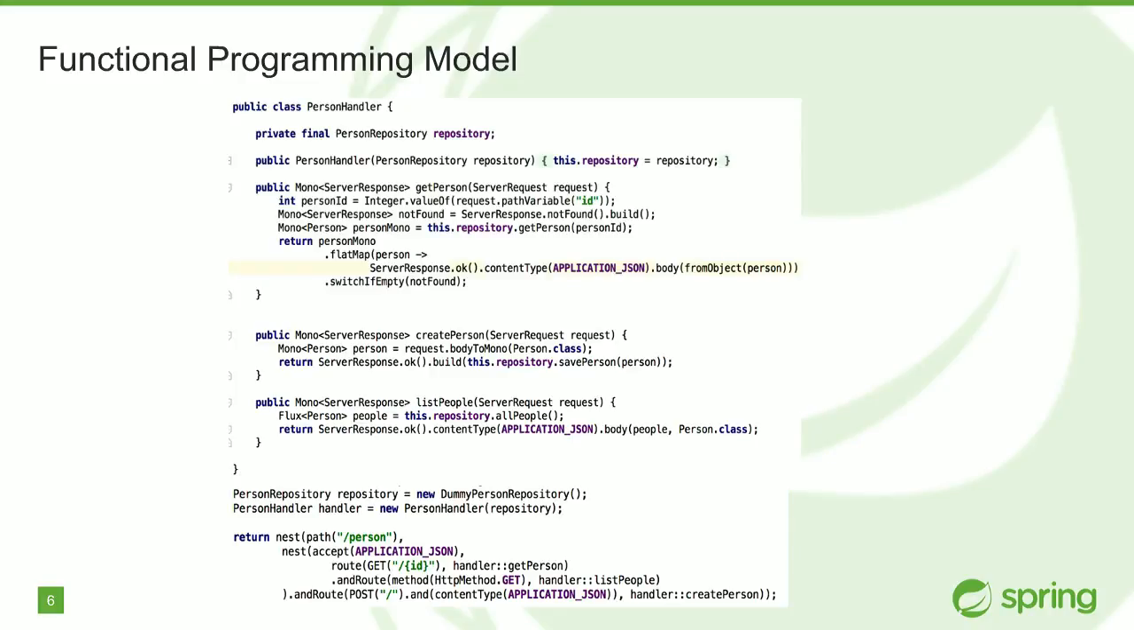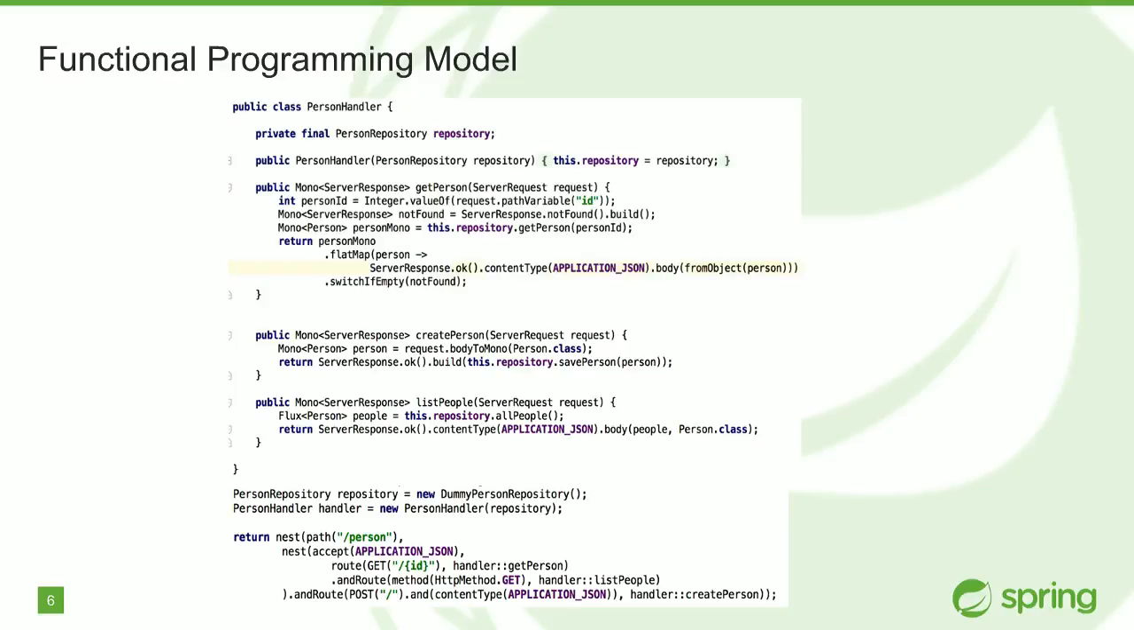We nest to a particular path, which basically means that we're going to include a couple of routes, all using the same prefix, in this case person. Then we do another nest. We group a couple of methods that actually have the same accept header, that require the same accept header, in this case JSON.